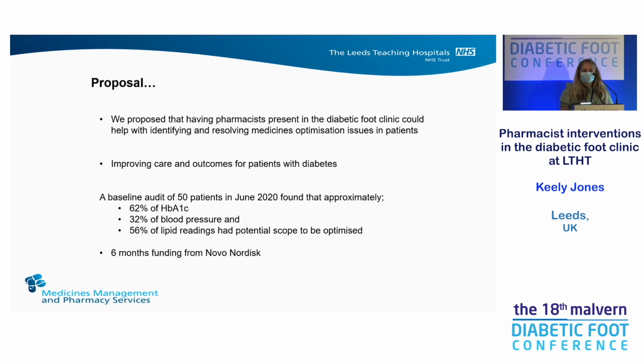Back in early 2020, pre-pandemic, we proposed that having pharmacists present in the diabetic foot clinic at Leeds could help with identifying as well as resolving issues with medicines in patients with diabetes, and hopefully improve care and outcomes for these patients. To see where improvements could be made, we undertook a baseline audit of 50 patients who had attended clinic in the last month. We found that 62% of HbA1c, 32% of blood pressure readings and 56% of lipids had scope to be optimised. We've re-audited since and found the numbers were very similar.